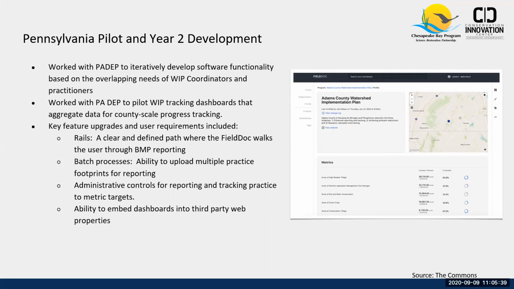There are a few administrative controls that have been added for reporting and tracking towards the metric targets. Some of that is related to drawing a practice footprint. On the back end, the GIS will estimate the acreage implemented, but sometimes it doesn't match specifically what you're going to be planting on the ground. So rather than trying to tweak the footprint to get it exactly, we've provided some administrative controls to allow edits to that field.